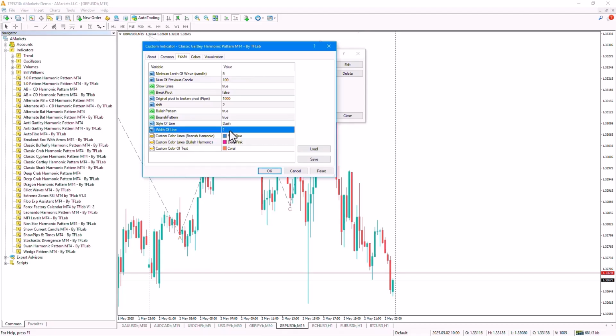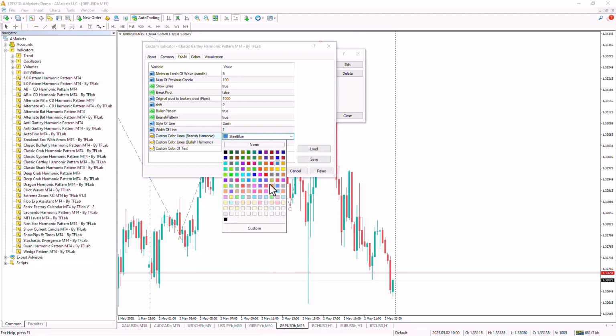In the following section, we can determine the size of the drawn lines. Just be sure to note that if you set this option to a number greater than 1, it will default to the solid style and be displayed as a line. In the next 3 sections, we can change the color of the bearish harmonic pattern, the color of the bullish harmonic pattern, and the labels of the harmonic pattern to the desired color.